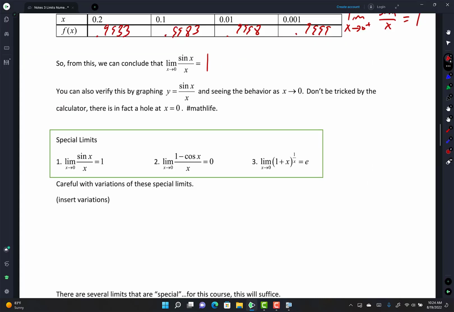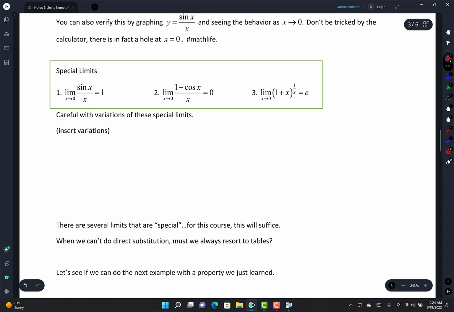These are part of the special limits. Sine x over x equals 1. 1 minus cosine x over x equals 0. And that one is equal to e. This one comes out often, but don't worry about that one so much at the moment. 1 and 2 come out all the time. Those are the properties you're going to be using, and there are derivations of them. The reciprocal of 1 is 1. That's not the best hack, but what I'm trying to say is I can switch these. So I can say the limit as x approaches 0 of x over sine x is also going to be 1.